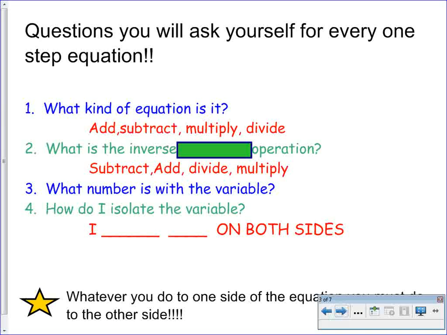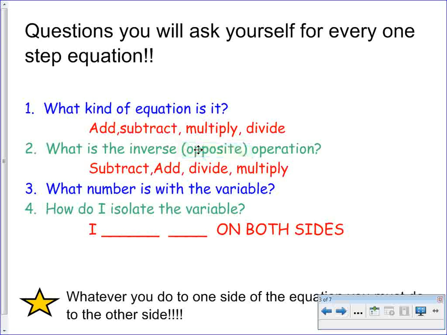Now, we're going to get into the questions that you should ask yourself for every one-step equation. When you're given an equation, you want to first ask yourself, what kind of equation is it? Does it involve adding, subtracting, multiplying, or dividing? Once we know that, you're going to go into question number 2. What is the inverse operation, or, what is the opposite operation? Then question number 3 we're going to ask ourselves is, what number is with the variable?